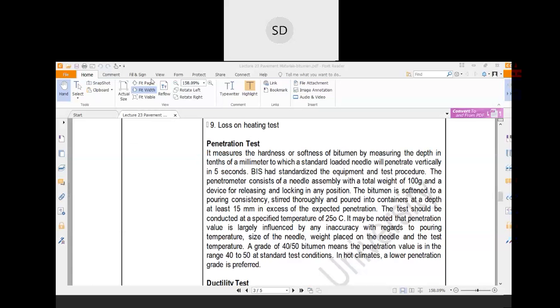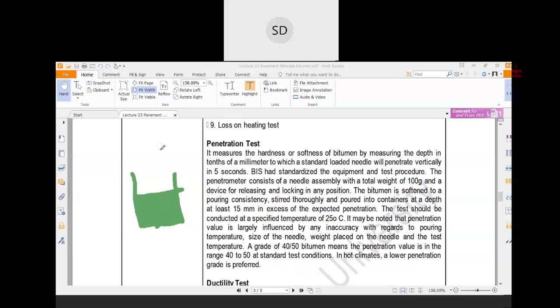So in the penetration test, what happens? One mold would be there. In this mold you fill the bitumen. To fill it up, you first have to heat the bitumen. After heating, you fill it up, and you leave it in place to cool down. After some time, you take the bitumen content in a water jar, and you make the temperature constant at 25 degrees Celsius with the help of the water bath.